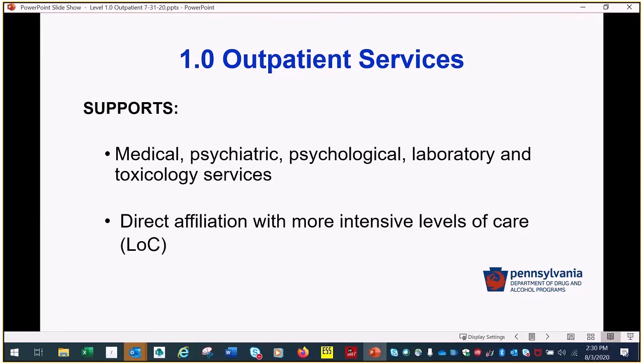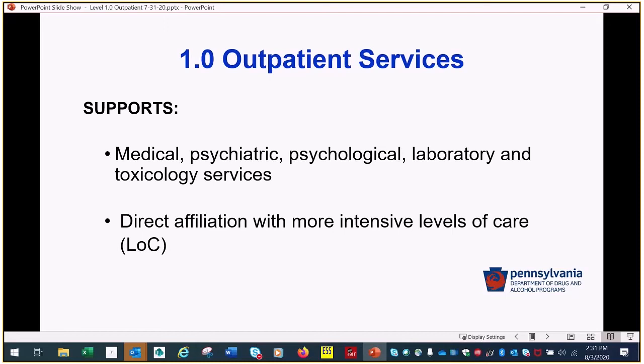Supports identified for Level 1 are those services that should be readily available through adjunct agencies to collaboratively meet the needs of the individual. As indicated on the slide, examples of these services include physician access, affiliation with other levels of care, pharmacotherapy, and case management services.